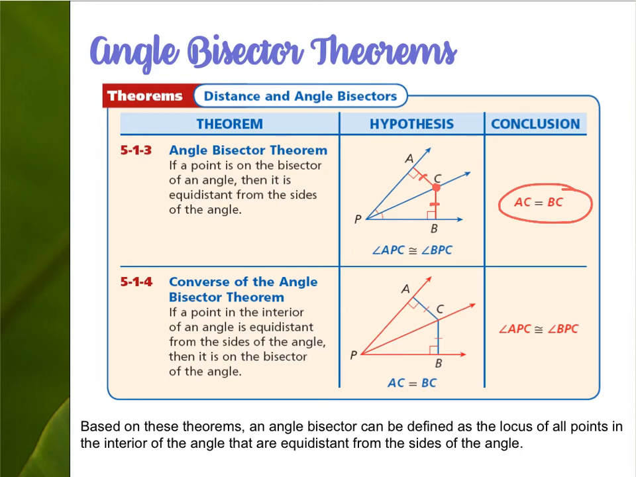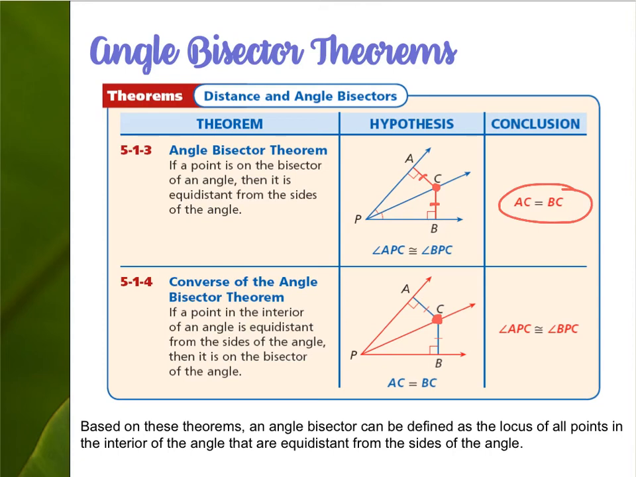The converse of the angle bisector theorem states if a point in the interior of an angle is equidistant from the sides of the angle, then it is on the bisector of the angle. So if this point C is equidistant, which here we see that it's the same distance from A to B, then C is going to be on the angle bisector.